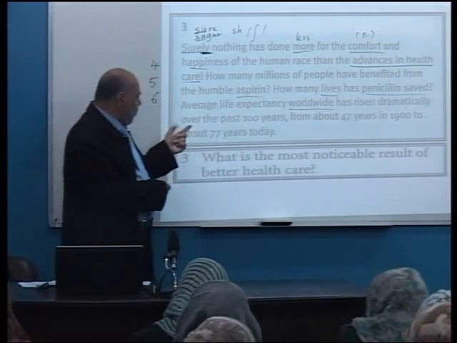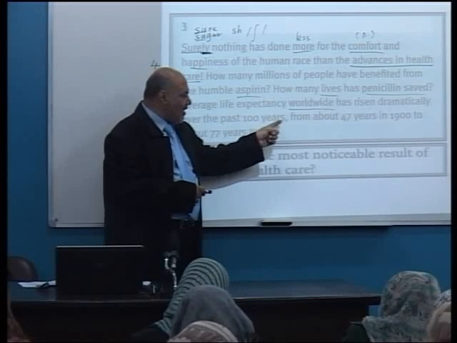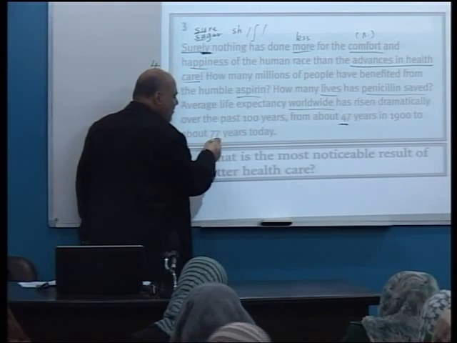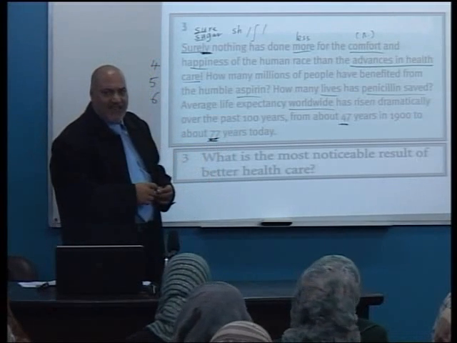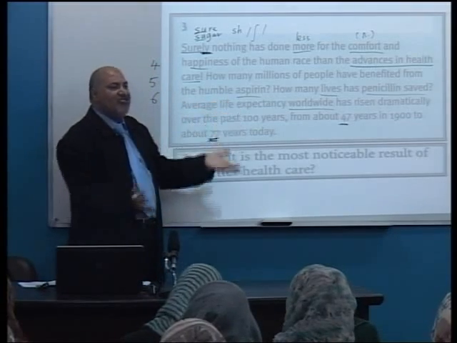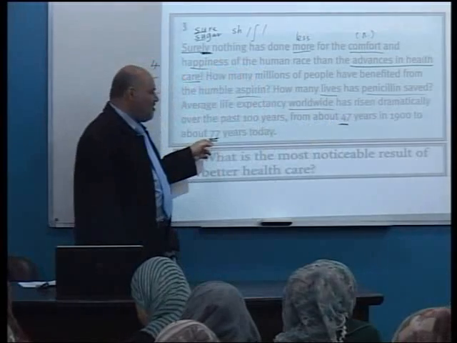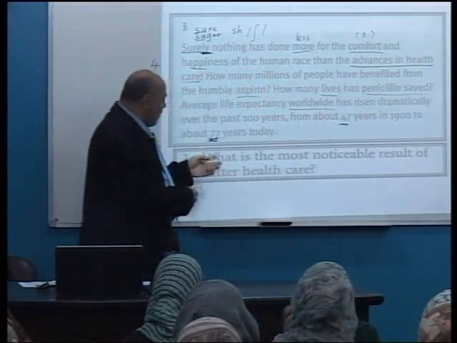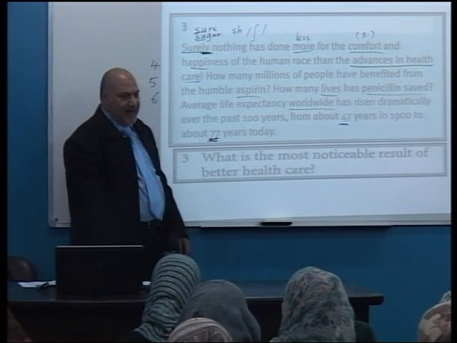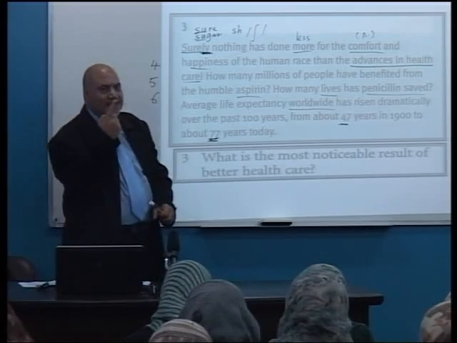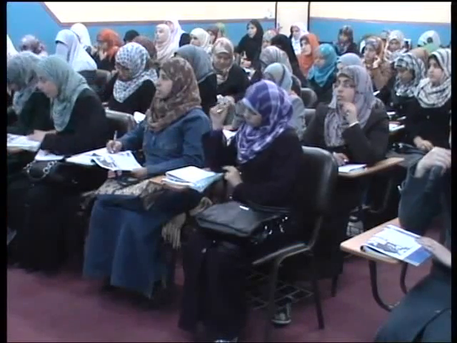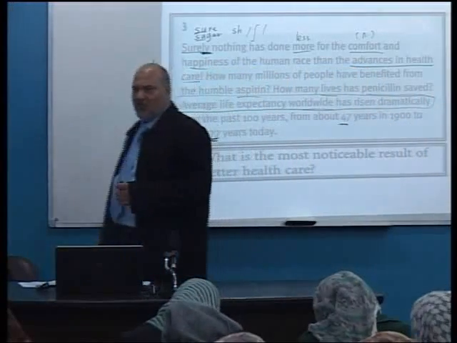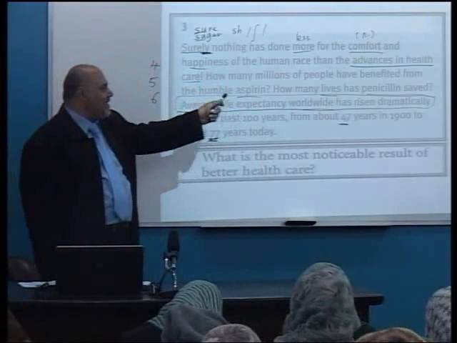Over the past 100 years, from about 47 in 1900 to 77 today. So this average life expectancy rose from 47 to 77 nowadays. But this is in 1900. So the question is, what is the most noticeable result of better health care? Yes, this one. Average life expectancy has risen dramatically. So this is the answer. Average life expectancy worldwide has risen dramatically, greatly.